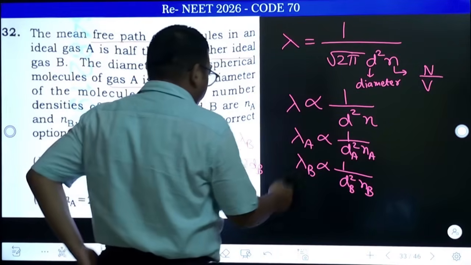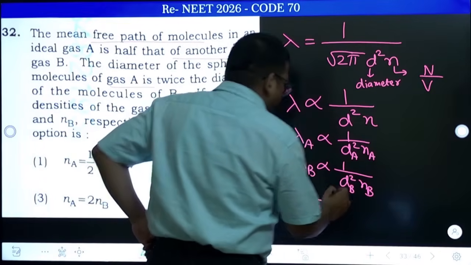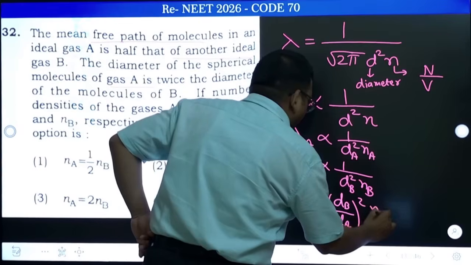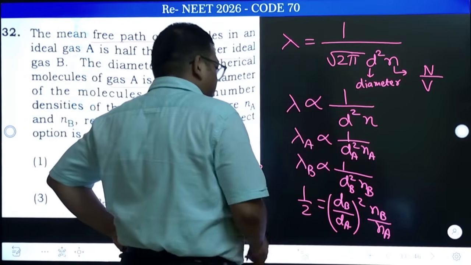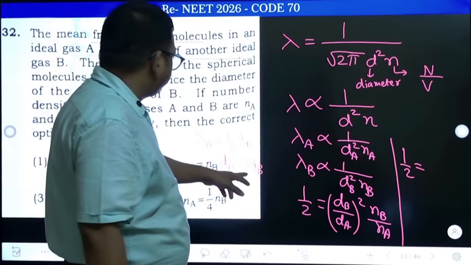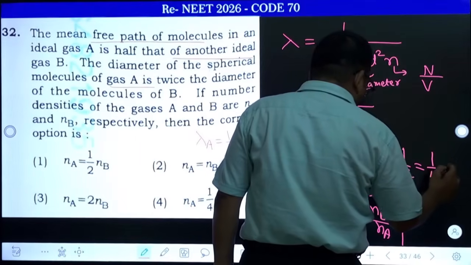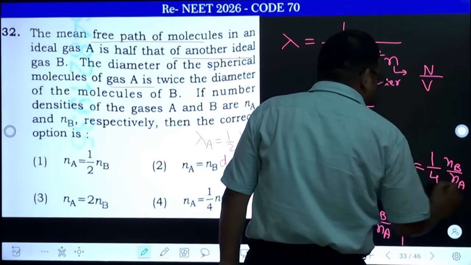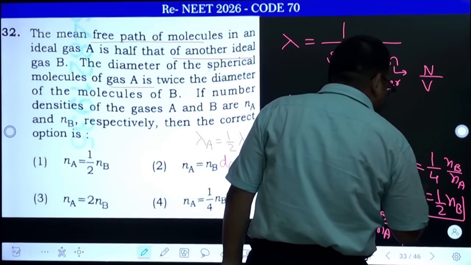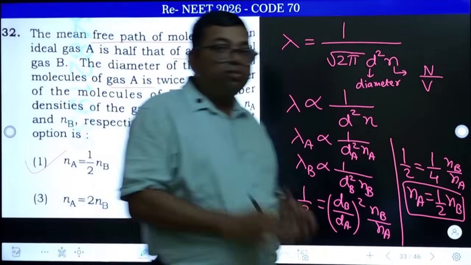Okay, so let us take this ratio. This is half, right? So when you take this ratio, 1 by 2 you will get (dB by dA) whole square times nB by nA. Now let us substitute it here. So we get half, and dB by dA: dA is 2 times dB, so (1 by 2) square, 1 by 4 will come, times nB by nA. So here nA is going to be half of nB. So that's the correct answer, option 1, right? I hope.